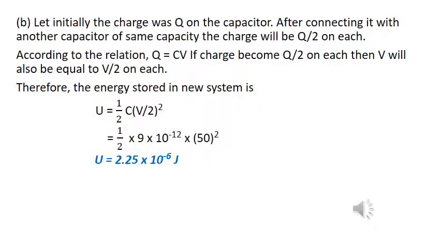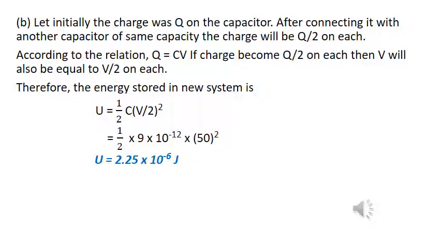For second part, let initially the charge was Q on the capacitor, and after connecting it with another capacitor of the same capacity, the charge will be Q by 2 on each, because both the capacitors have the same capacity, so charge will be equally divided. According to the relation Q is equal to CV, if charge become Q by 2 on each, then V will also be equal to V by 2 on each.